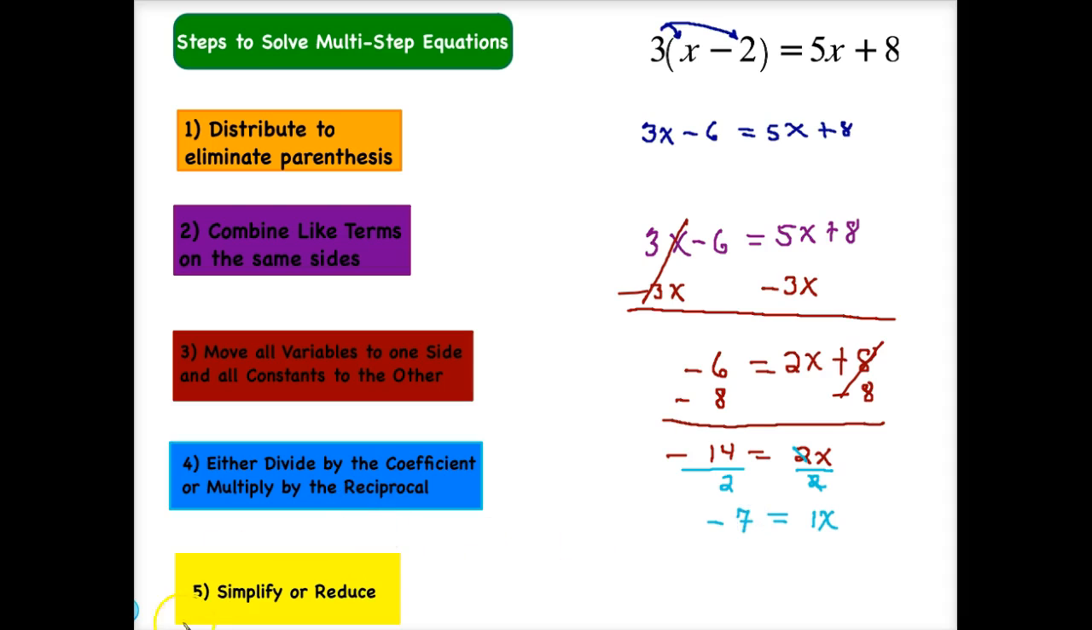For the final step, simplify or reduce, well, I've already simplified this and it doesn't need reducing. So my answer is just x equals negative 7.